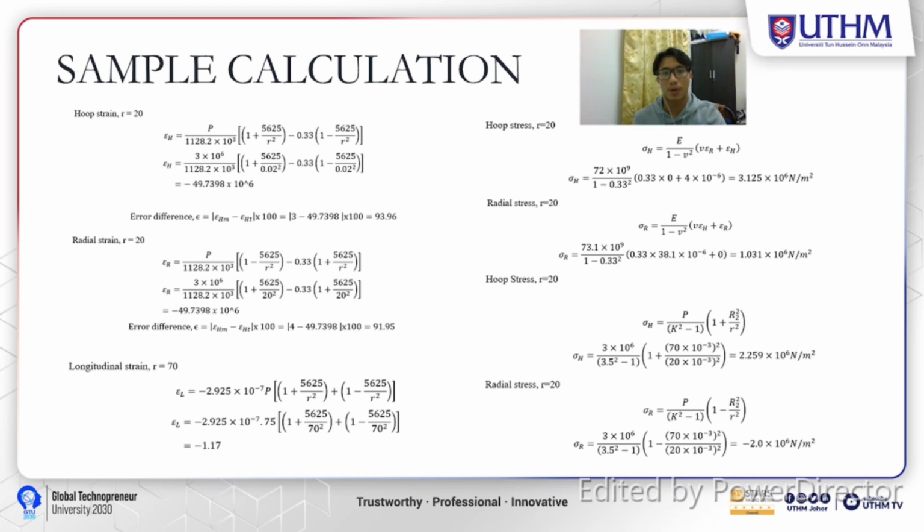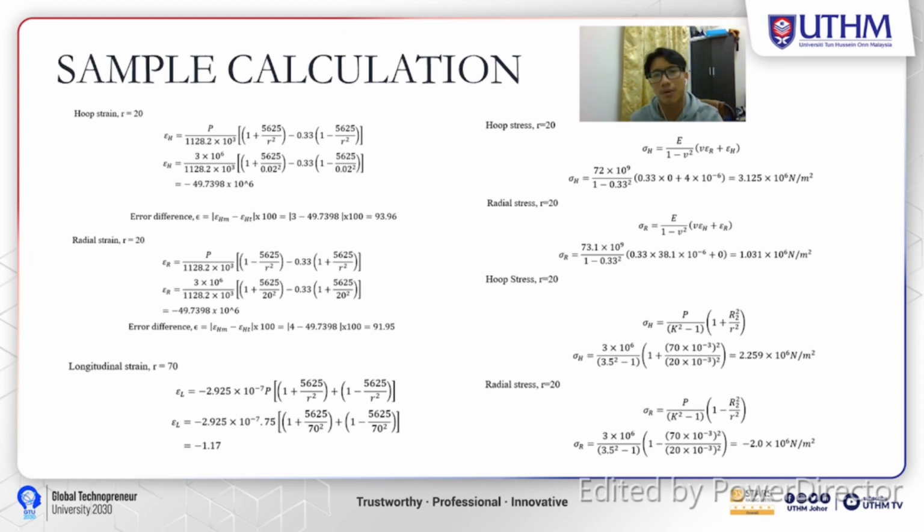Okay, now we go for sample calculation. For hoop strain, we use radius 20. We insert the formula that was given from the lab report and we insert the radius and also the p-value, and then we get the answer, which is 49.7398 times 10 to the power of 6. Then we proceed to radial strain, which is we use radius 20 and we got the answer negative 49.7398 times 10 to the power of 6. And we proceed to longitudinal strain. We use the radius of 70 and we got the answer is negative 1.17.